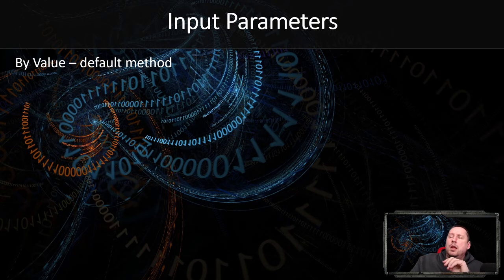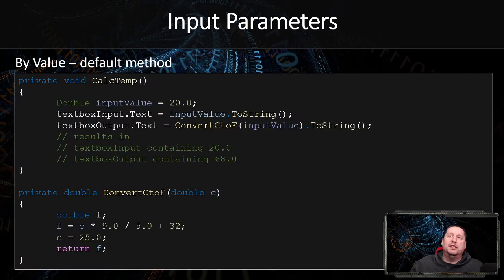Okay. When we talk about the input parameters for these functions, there's two different ways. The default, and by far the most common way, is by value. So there's an error in this code here, and the error is these two lines should be reversed, these two text box input lines. Don't ask me why I did it. I just goofed for a minute.